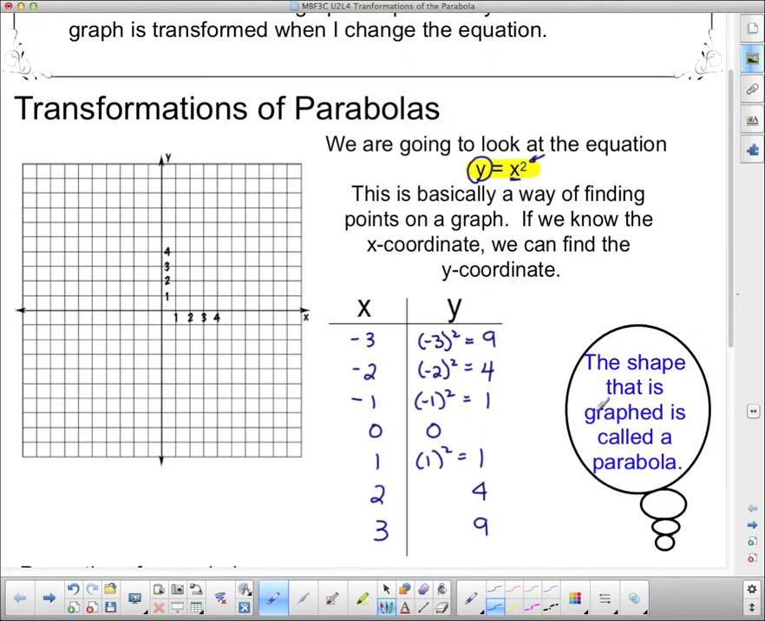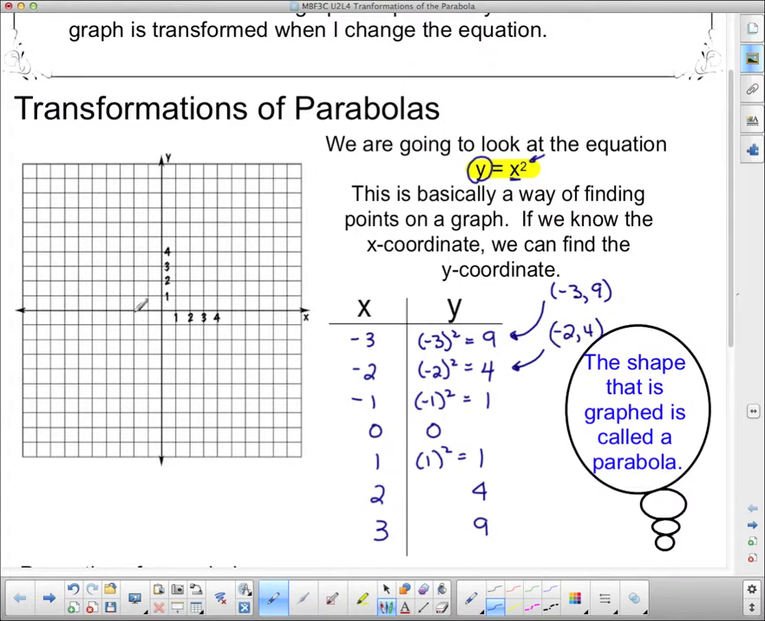Okay, so there are our points, and I'm going to put them on the grid. Now hopefully you remember how to put them on the grid. This is now the point -3, 9. Now I hope I don't have to write all of these out that way. I'll do one more. This is the point -2, 4.